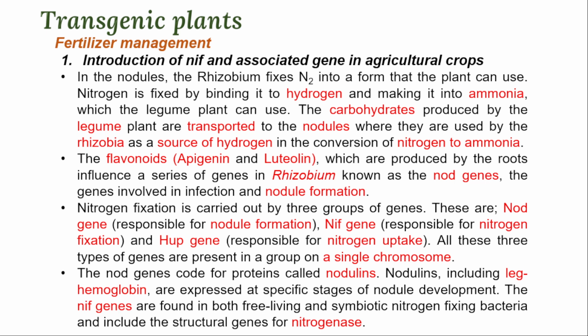What's the role here? The NOD genes code for a protein called nodulin. The nodulin protein forms a knot-like structure, and because of the nodulin gene, the plant produces a special type of hemoglobin called leghemoglobin. Remember, right? And the NIF gene will produce an enzyme called nitrogenase. Nitrogenase enzyme fixes the atmospheric nitrogen.